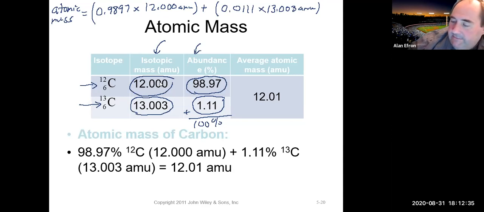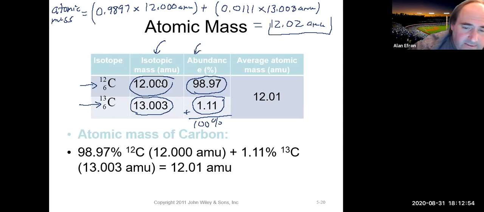So it's 0.9897 times 12 plus 0.0111 times 13.003. I personally get, when I punch it into my calculator, 12.02 AMU, which is pretty close to what you see on the periodic table of 12.01, which is what they got going on down here. The difference is really this number is rounded a little bit. There's a couple more zeros, I think, in there and stuff like that. But you do get 12.01 basically, or 12.02 AMU, which would be the atomic mass of this guy.